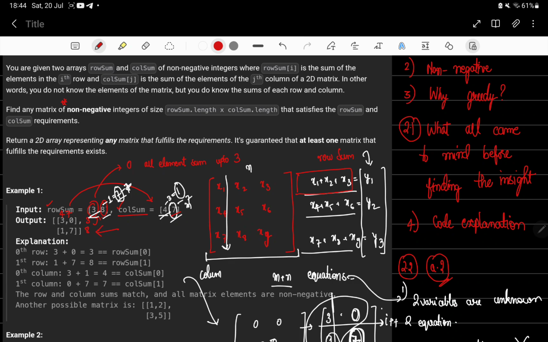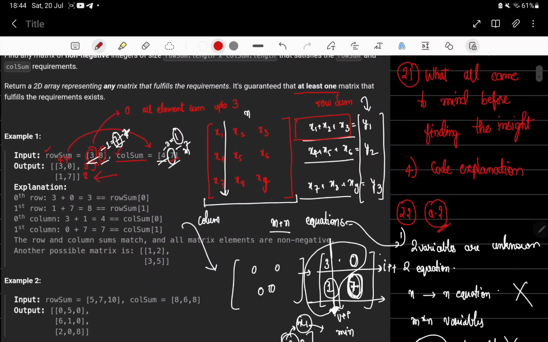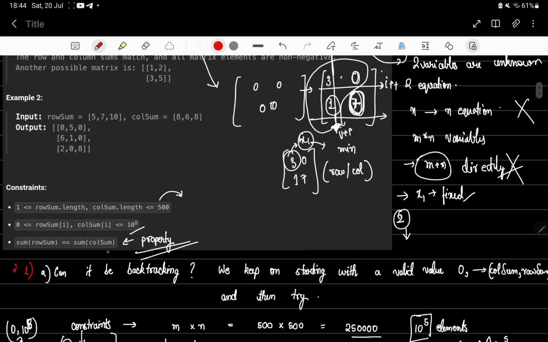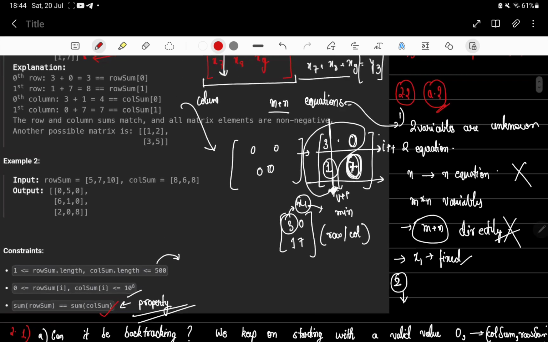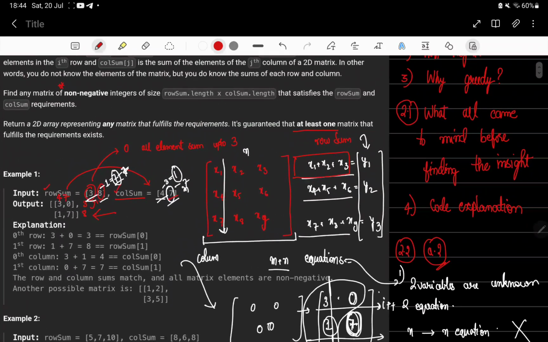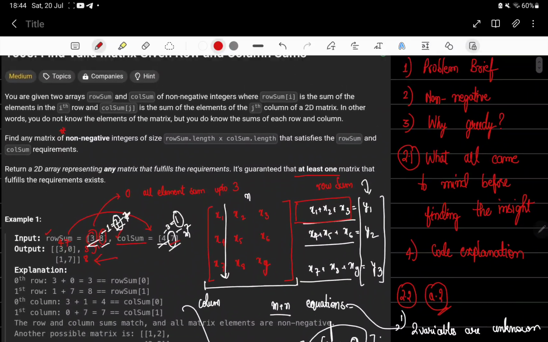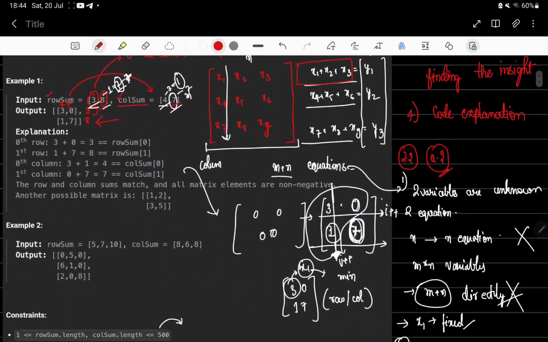Now it has been given that there is at least one solution. Now to prove that at least one, this is the condition that they have given. At least one solution will be there. Now if this was not there, then there might have been a problem, but this is always the case, right? Sum of column sum equal to sum of row sum. We'll come to this later. This is a very important point. So this was the problem brief, right?